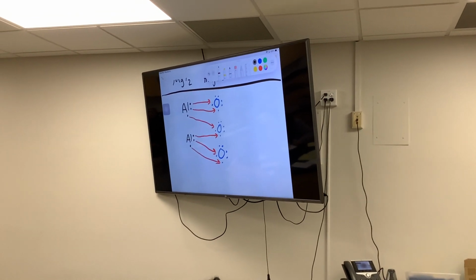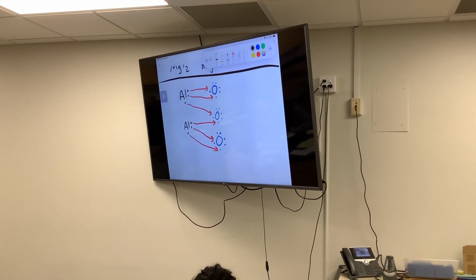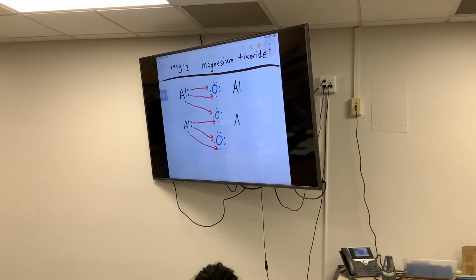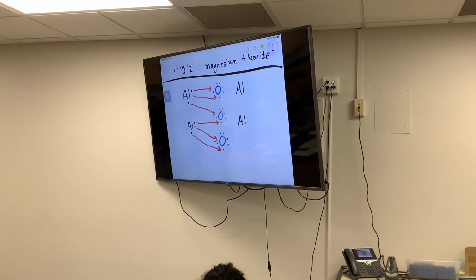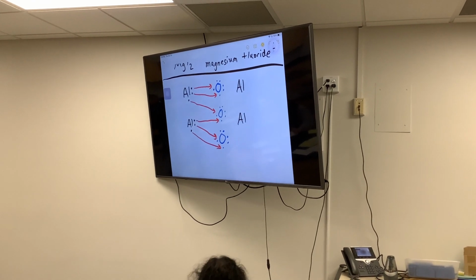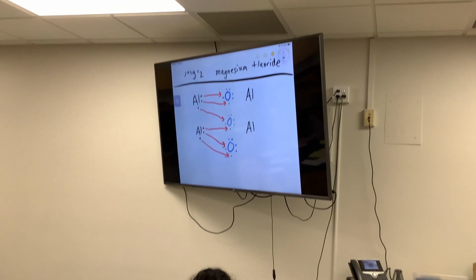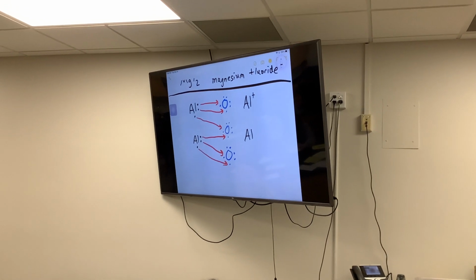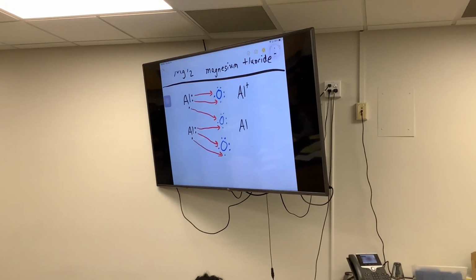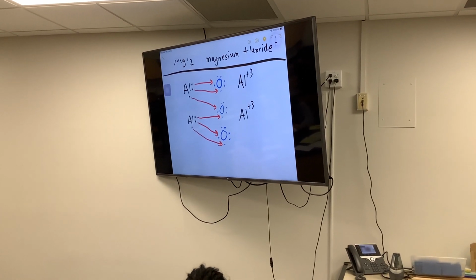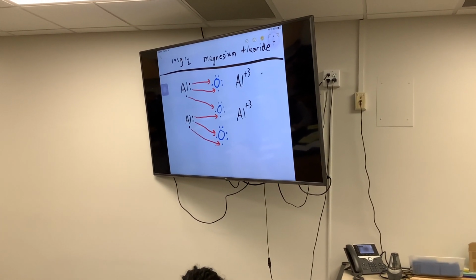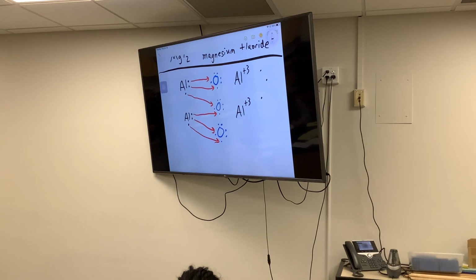So if we draw this out, we have aluminums, 2 of them. They each lost 3 electrons. So if they lose electrons, they're going to become what sort of charge? Positive. And how much positive? 3, because they lost 3 electrons. And then we're going to have our oxygens.